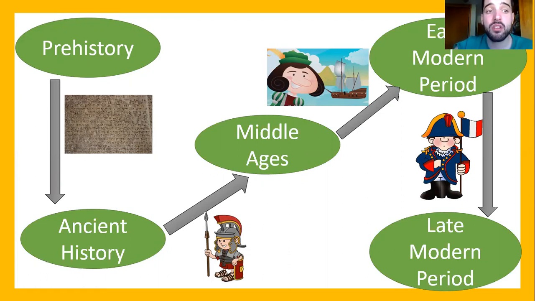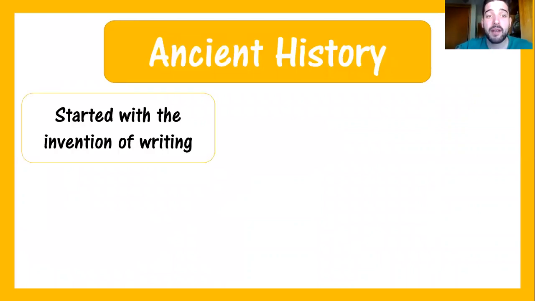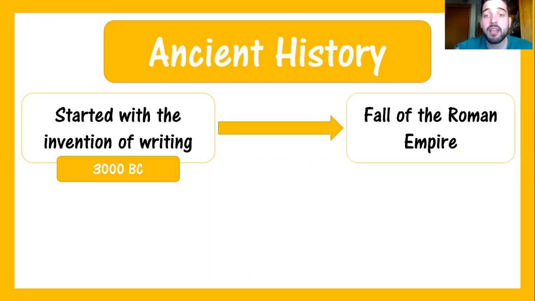In the past lesson, we learned about prehistory. So today we are going to continue with ancient history. Yes, ancient history is so fun. You will see. First of all, we have to say that ancient history started with the invention of writing more or less in 3000 BC, and this period of time finished with the fall of the Roman Empire in 476 AD. Remember, Anno Domini, after Christ was born.